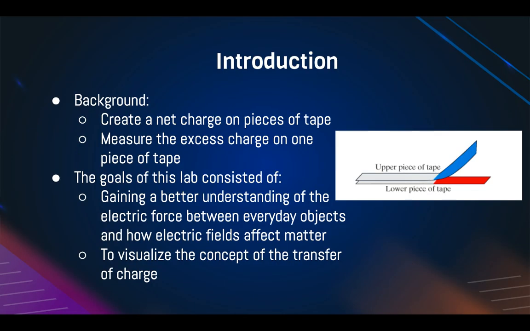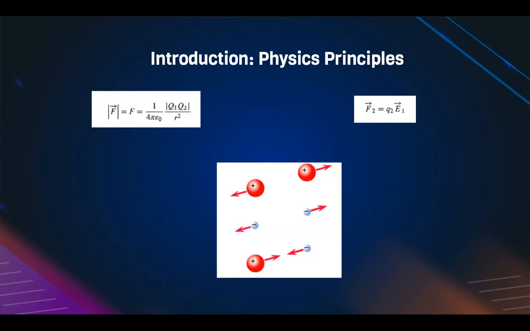A little background on this lab. We were expected to create a net charge on pieces of Scotch tape and measure the excess charge on one piece of tape by observing different interactions. The goals of this lab consisted of gaining a better understanding of the electric force, also known as Coulomb's law, between everyday objects and how electric fields affect matter, as well as visualizing the concept of the transfer of charge. Some physics principles to keep in mind are an object cannot exert a force on itself, like charges repel and opposites attract.